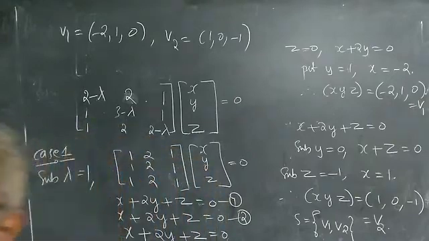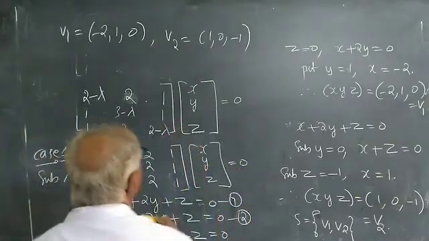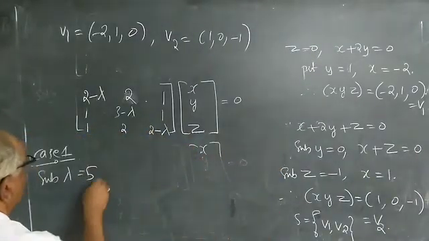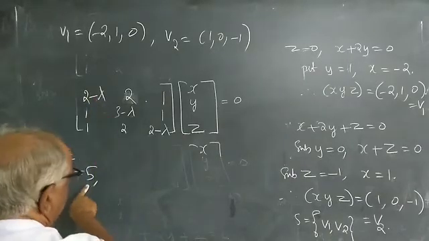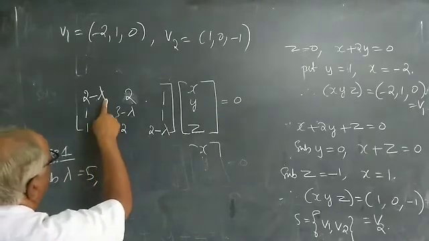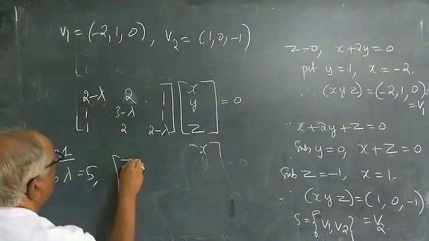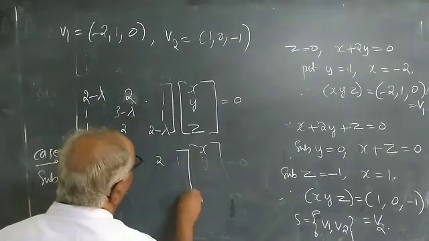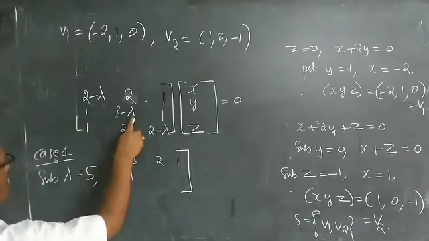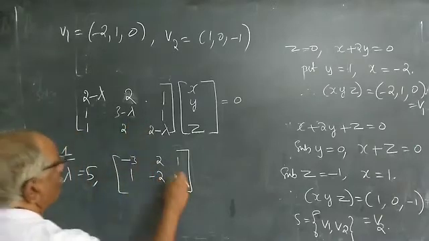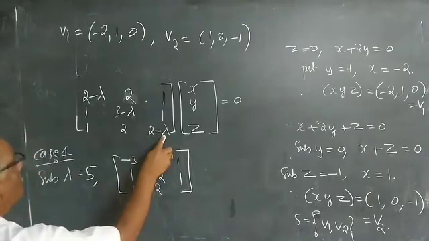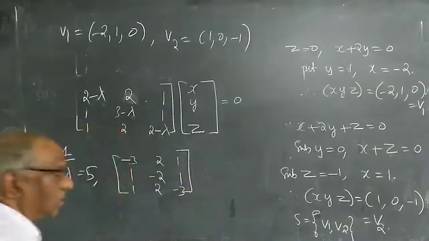Now let us take the other eigenvalue, lambda is equal to 5. I am repeating the same process for lambda is equal to 5, the second eigenvalue. If I put lambda is equal to 5 in the matrix, 2 minus 5 is minus 3, 2, 1; then 1, 3 minus 5 is minus 2, 1; then 1, 2, 2 minus 5 is minus 3.